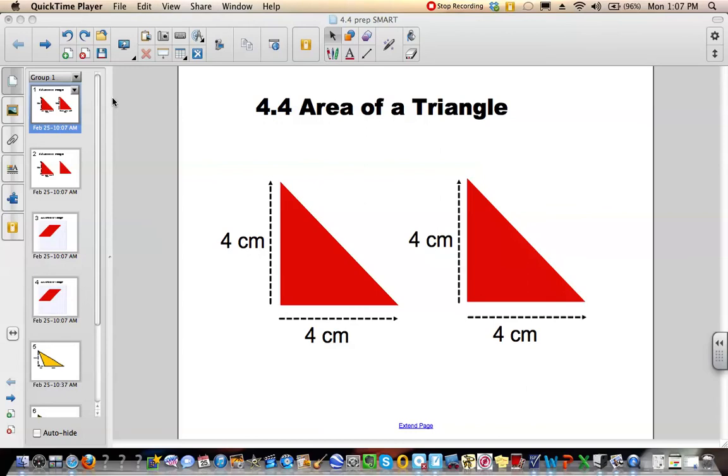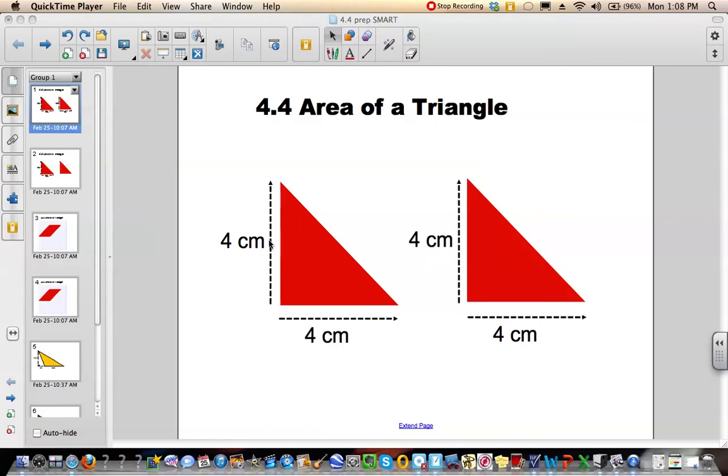Okay, section 4.4, we're looking at the area of a triangle. This is an extension of lesson 4.3, area of a parallelogram, because you're going to find the area in a fairly similar way. A parallelogram is actually just two triangles put together, if you think about it. Therefore, half of a parallelogram is a triangle. And I can show you now.